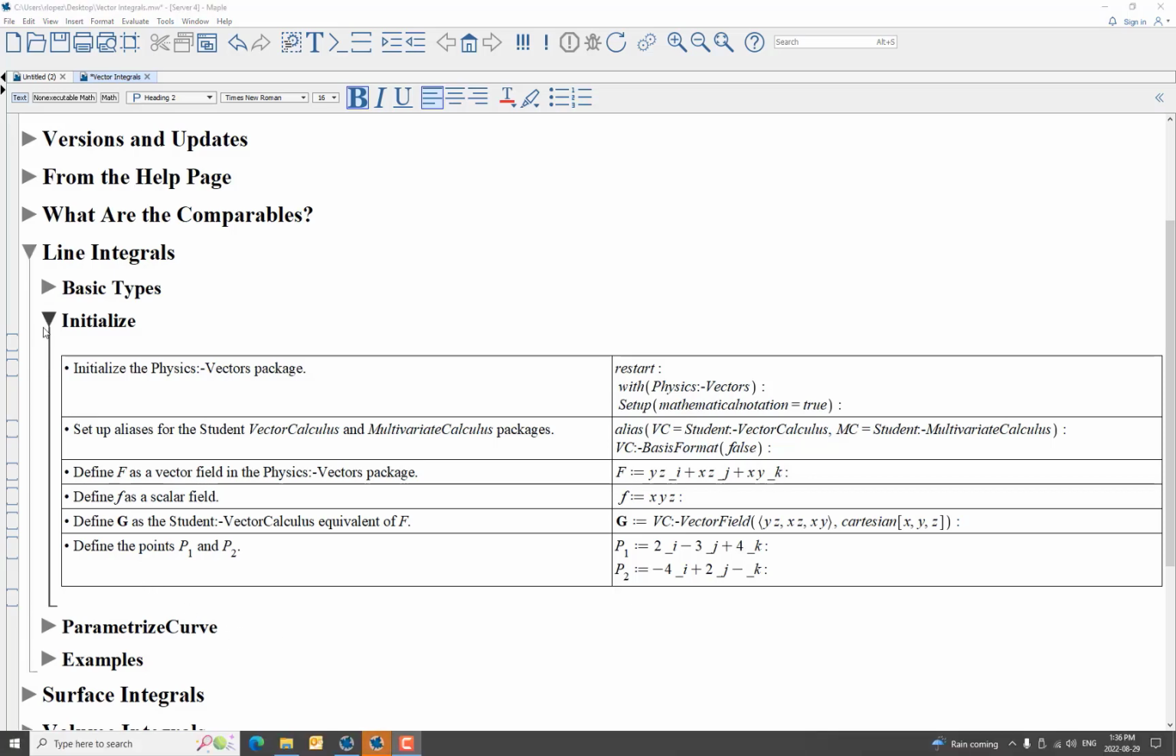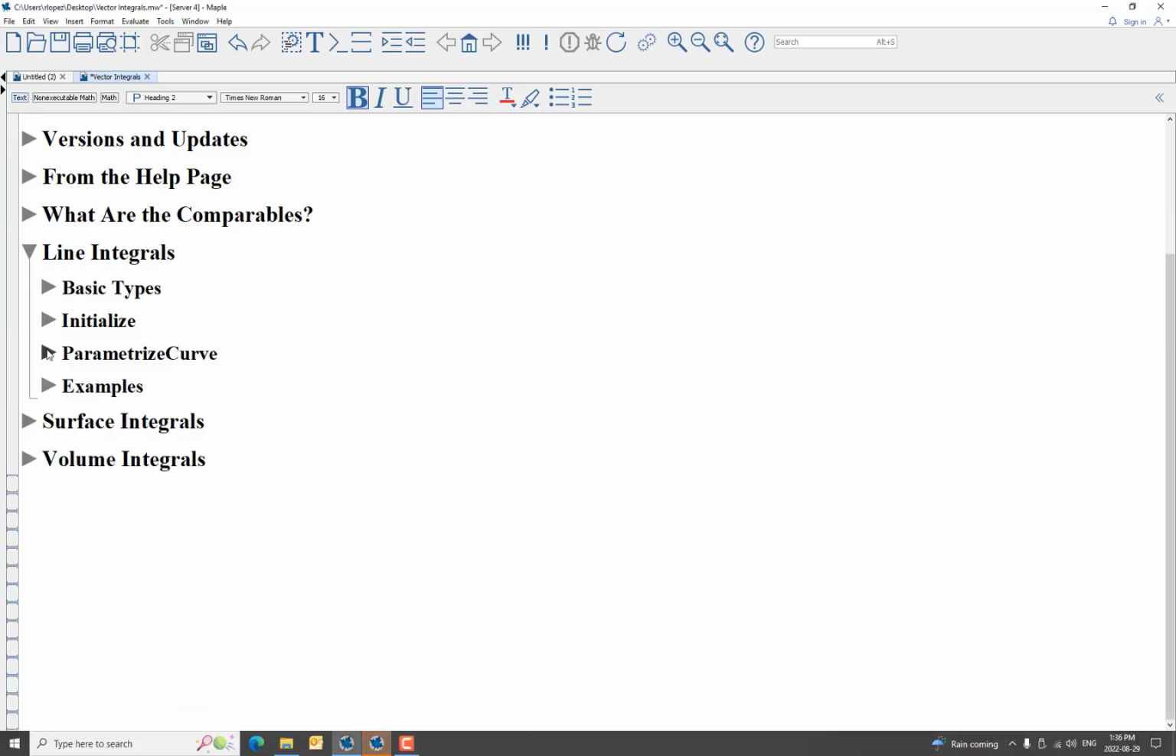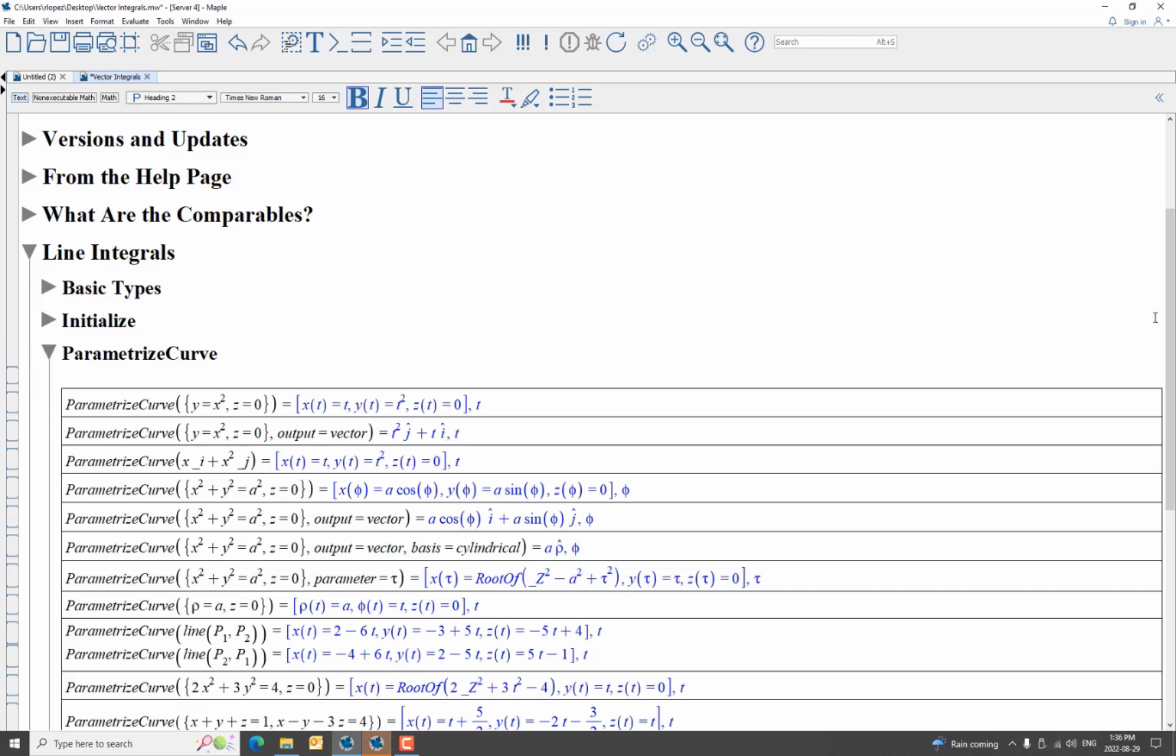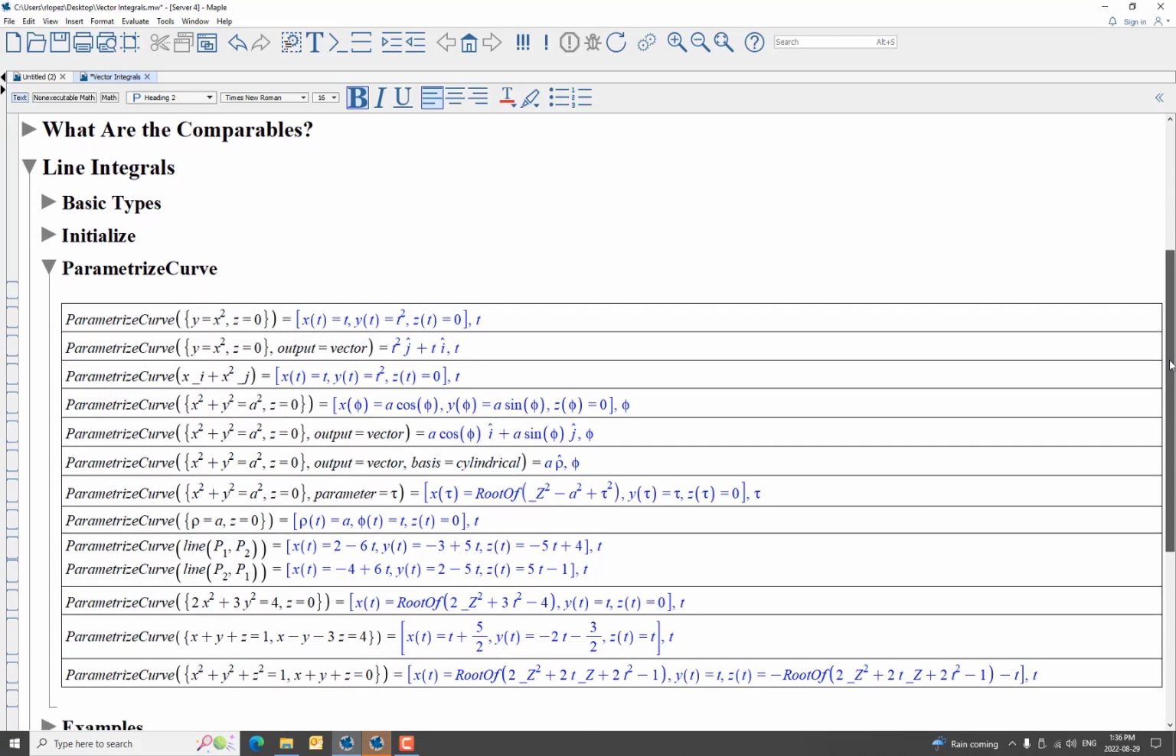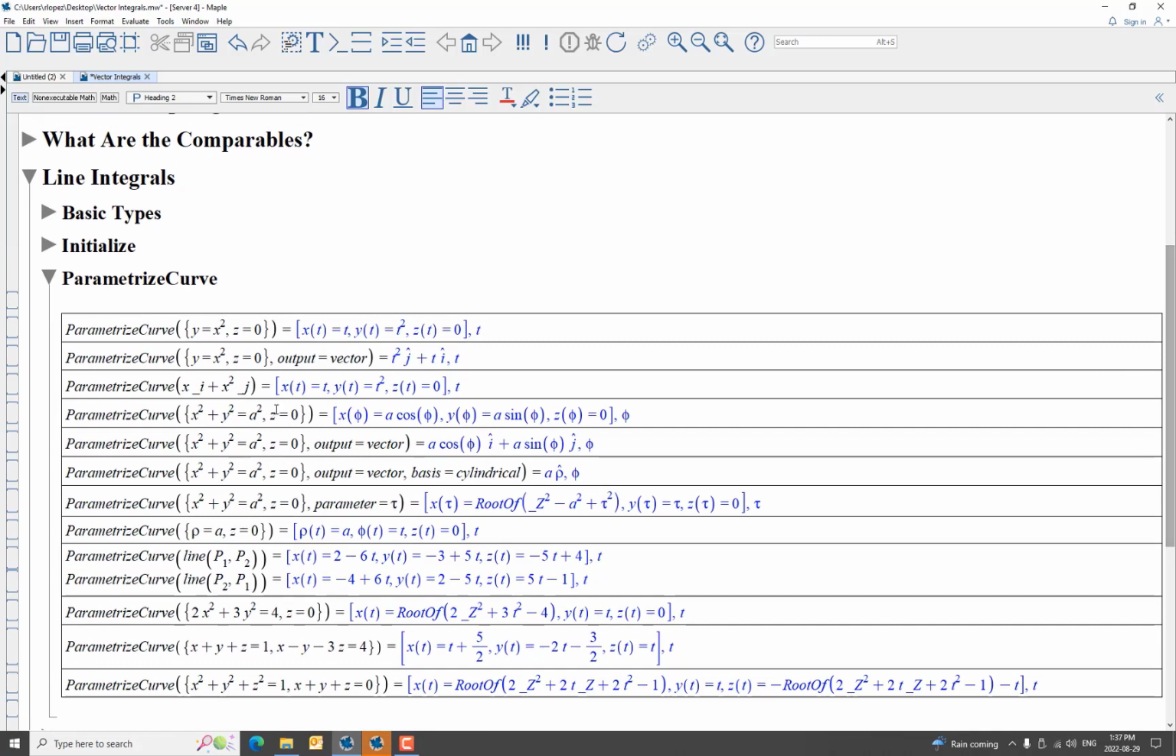There is a new command that goes along with these vector integrals, and that is this command, ParametrizedCurve. This is the way curves are parametrized in this package. So let's just take a look at a couple of examples.